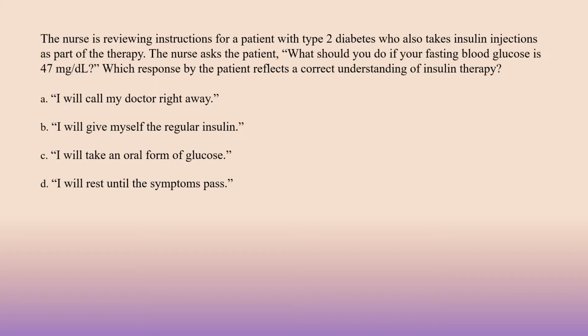The nurse is reviewing instructions for a patient with type 2 diabetes who also takes insulin injections as part of the therapy. The nurse asks the patient, "What should you do if your fasting blood glucose is 47 milligrams per deciliter?" Which response by the patient reflects a correct understanding of insulin therapy? A. I will call my doctor right away. B. I will give myself the regular insulin. C. I will take an oral form of glucose. D. I will rest until the symptoms pass.